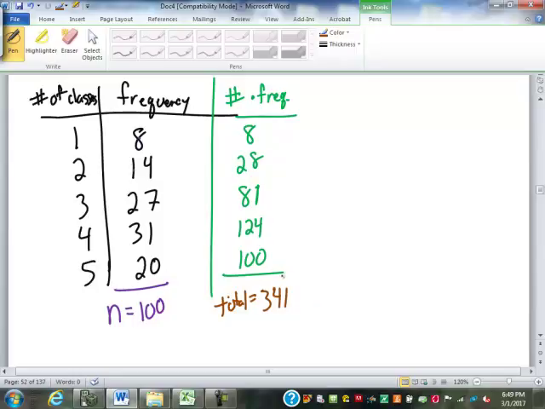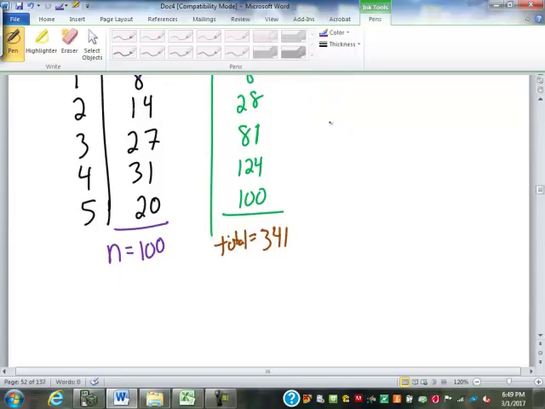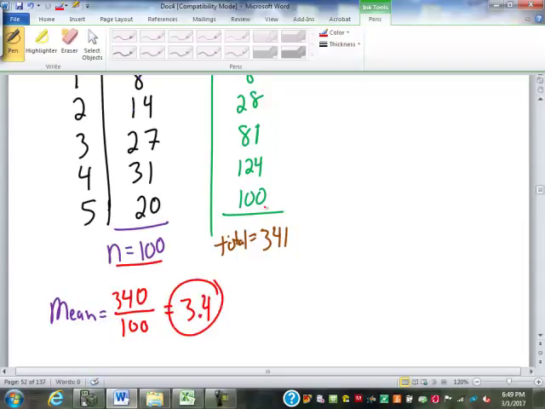Okay. So then the mean is just that total of 341 divided by n of 100. My mean is 3.4. So the mean number of classes taken by a student is 3.4.